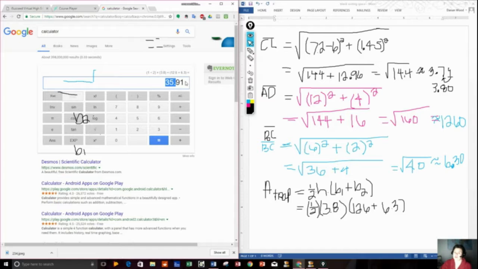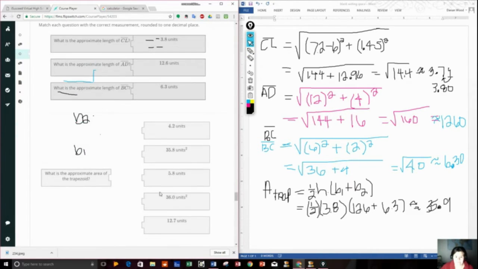Okay, so then they still want it rounded to the nearest tenth. So I'm going to ask myself, is 91 closer to 90 or 100? And 91 is closer to 90, so we're going to have 35.9. So that's approximately equal to 35.9, and it is units squared. Area is always going to be in square units. So approximate area of a trapezoid is 35.